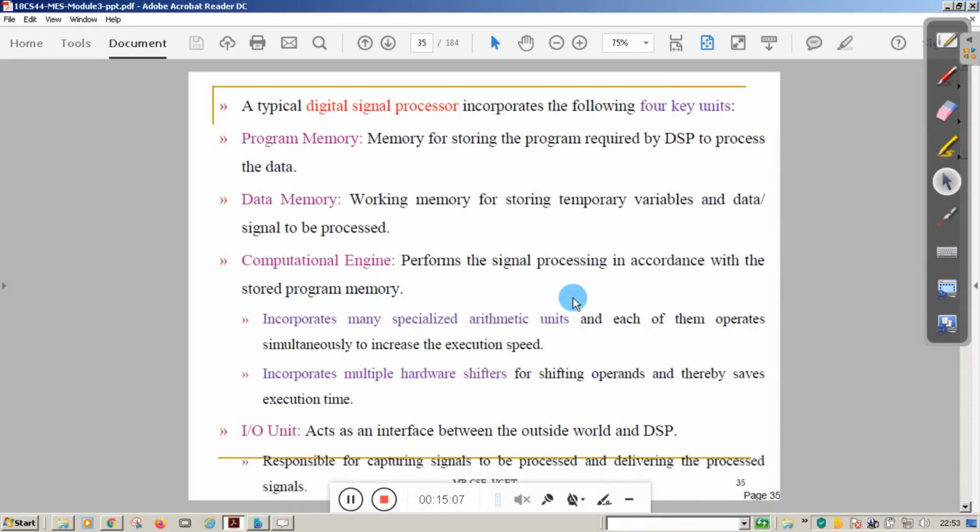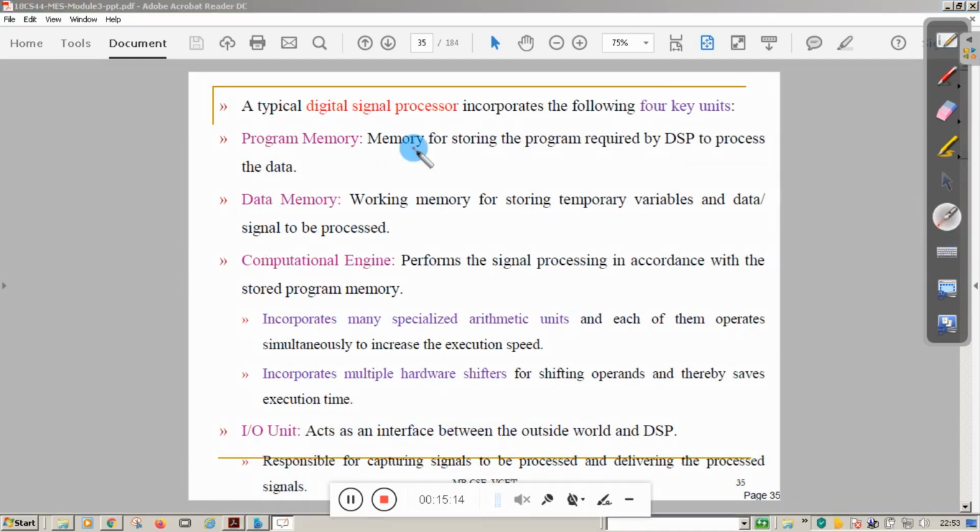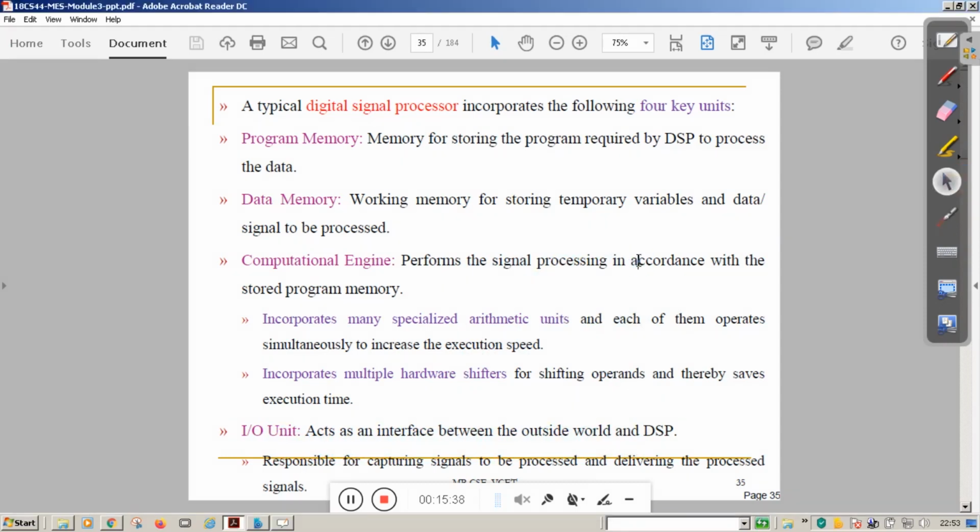What are the basic functional parts or key units of a digital signal processor? The digital signal processor contains program memory, which holds the program, then data memory, which is working memory for storing temporary variables, then computational engines, which actually perform the signal processing in accordance with the instructions, then an IO unit, which acts as the interface between the outside world and the DSP.